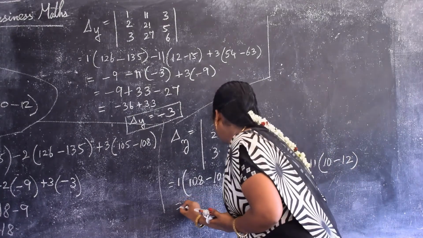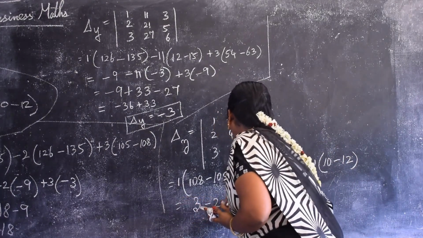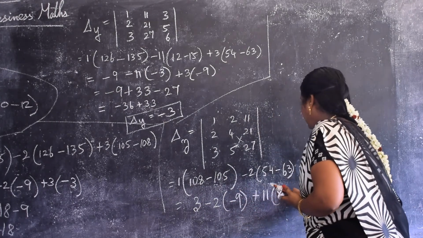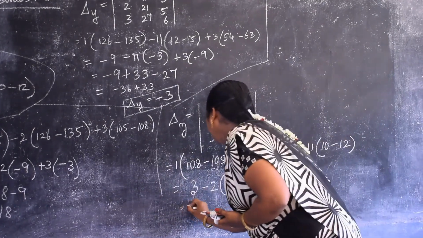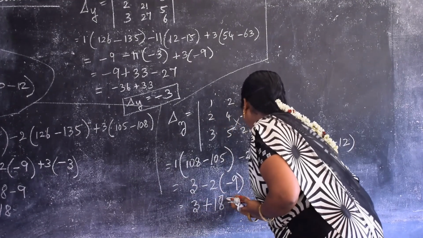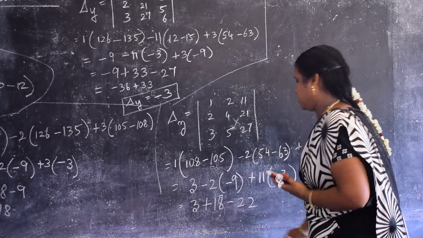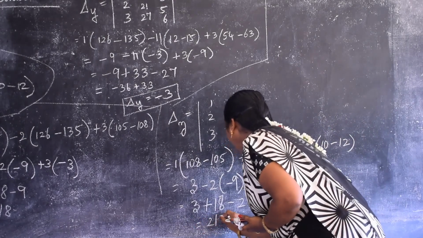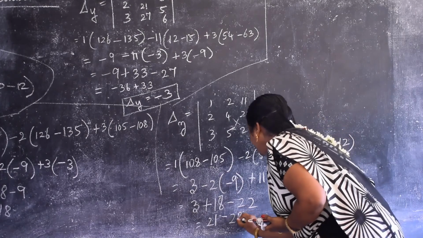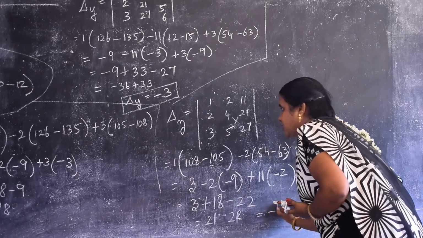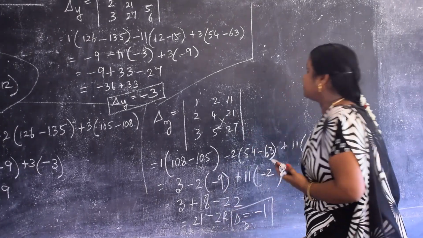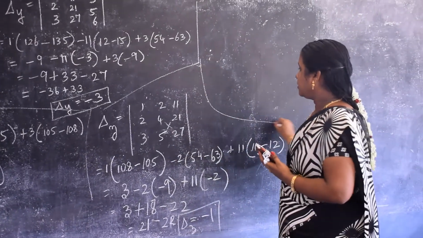So now 3 minus 2 into minus 9 plus 11 into minus 2. Now you simplify: 3 plus 18 minus 22. So 21 minus 22. What is 21 minus 22? That is minus 1. So our delta z value is minus 1.